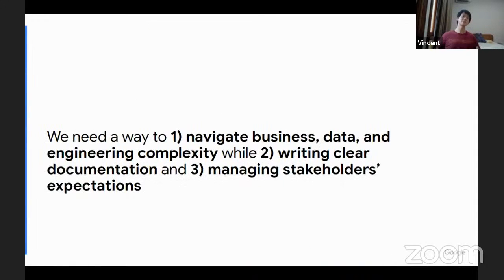So in other words, to summarize, the pain points that we are trying to solve here is that we need a way to navigate business, data, and engineering complexity, while writing clear documentations and managing stakeholders' expectations. And I cannot emphasize enough that this would determine whether your data projects will be successful or not.